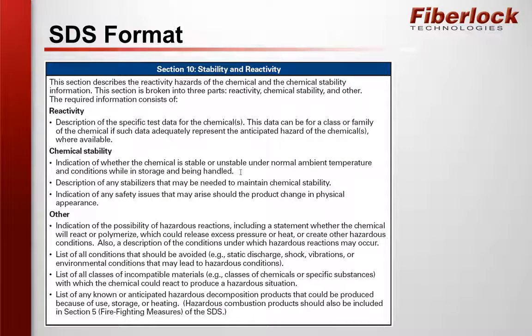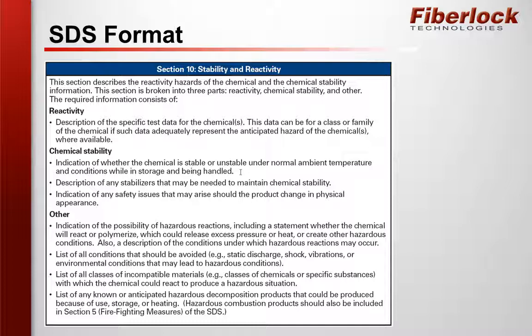Section 10, Stability and Reactivity. This section describes the reactivity hazards of the chemical and the chemical stability information. This section is broken into 3 parts: reactivity, chemical stability, and other. The required information consists of, under reactivity, whether it is reactive or not and the description of the specific test data for that chemical.